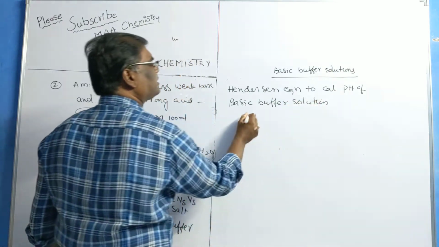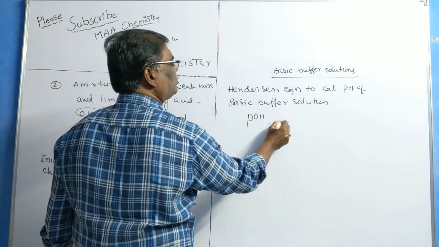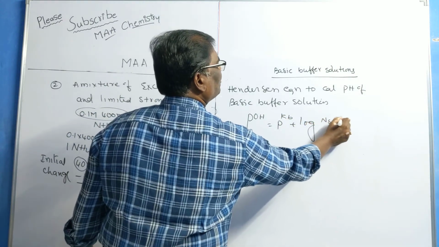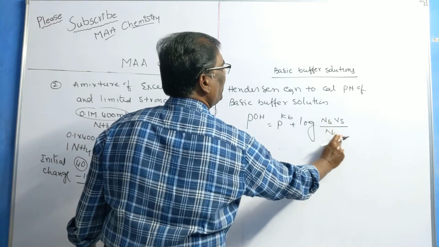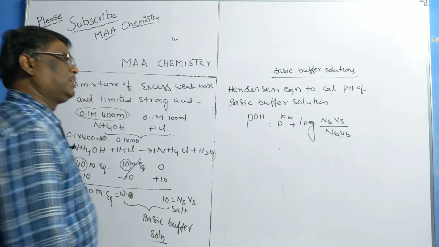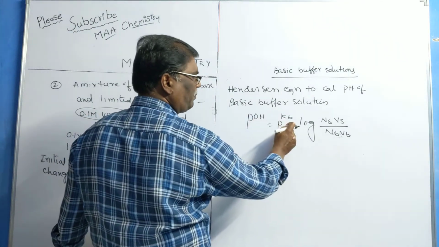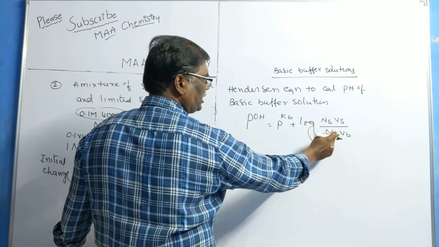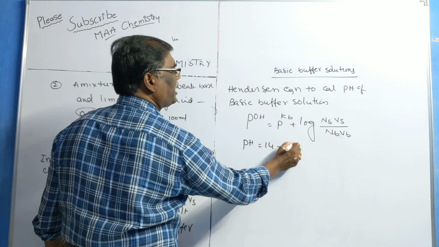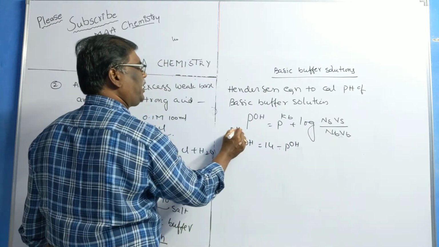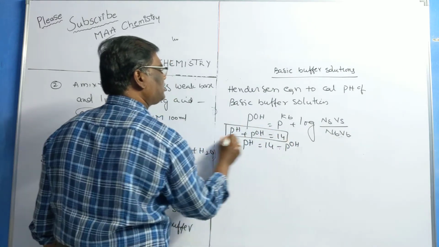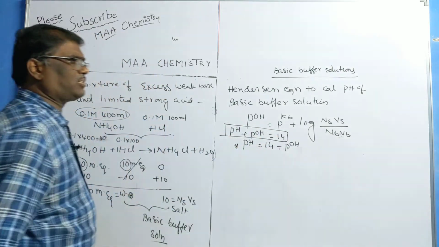So the formula is pOH is equal to pKb plus log of strength of salt by strength of base. pOH is equal to pKb plus log of NSVS by NBVB. Later pH is taken as what? 14 minus pOH. You know, pH plus pOH equal to 14. With the help of this one, we find the pH of the solution.